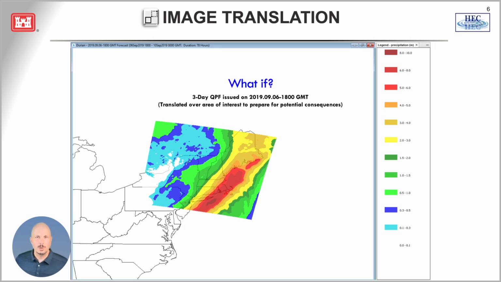Using the translation tool, one can play the what-if game and assess what the potential consequences of the hurricane making landfall could be. Such a hypothetical analysis early in the forecasting process would help with making emergency preparations should that situation happen.